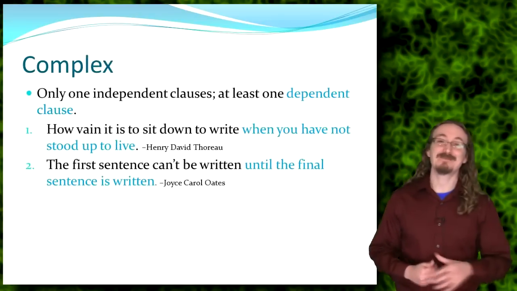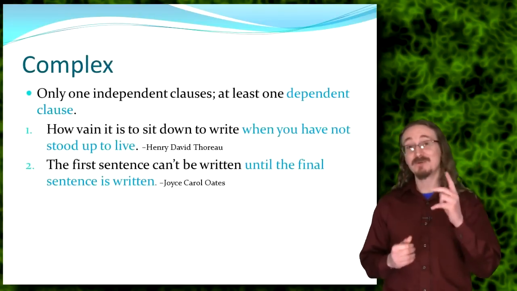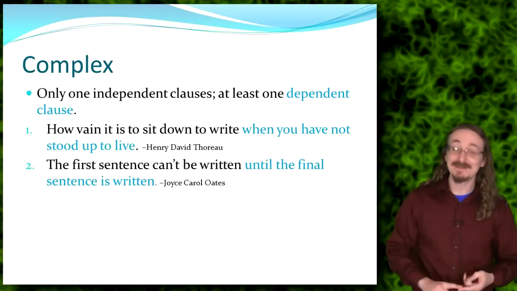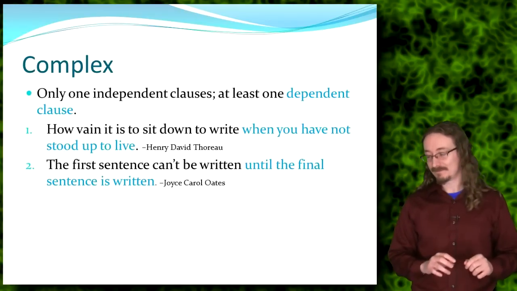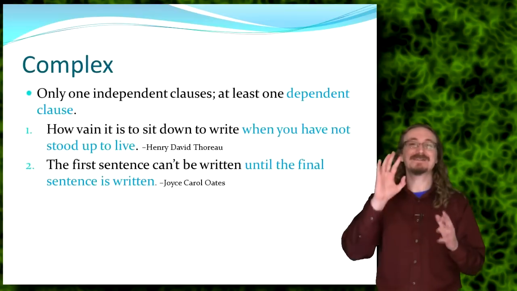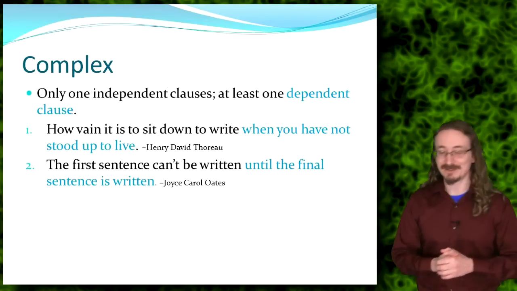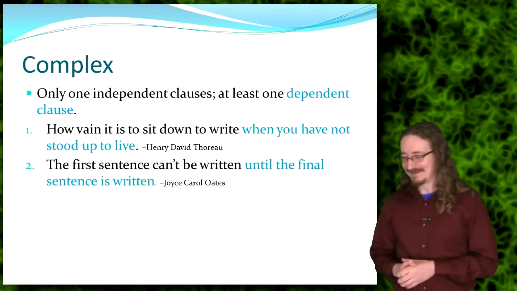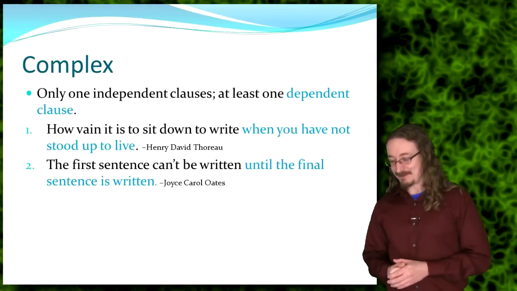All right, now we get into complex sentences. These are the ones that have only one independent clause and at least one dependent clause. Making this way more complex than it has to be. Okay, so let's look at some examples.